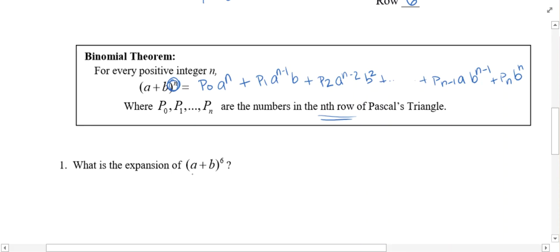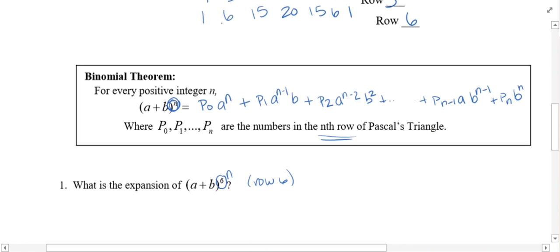What is the expansion of a plus b to the 6th power? Okay, so here our n is going to be 6. So which row are we using? We're going to use the 6th row, or row 6. Okay, so you notice the coefficients up there in row 6. We have 1, 6, 15, 20, 15, 6, 1.